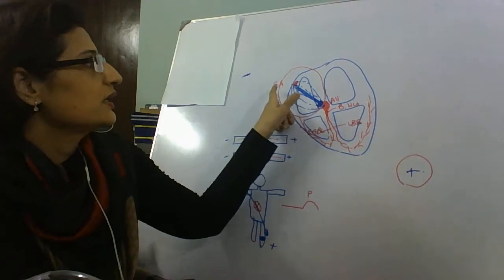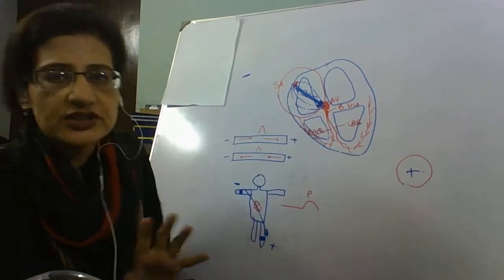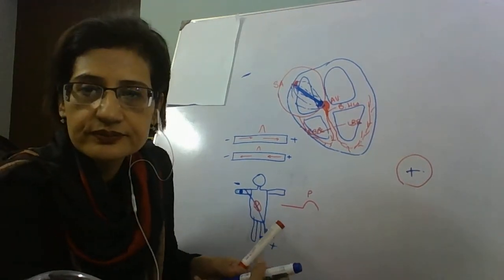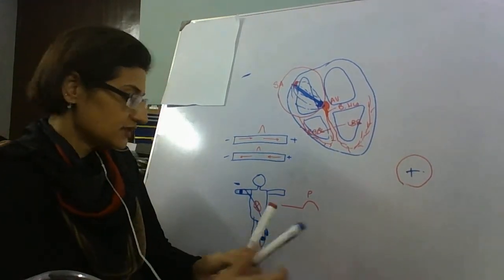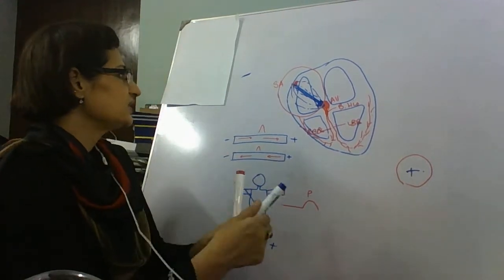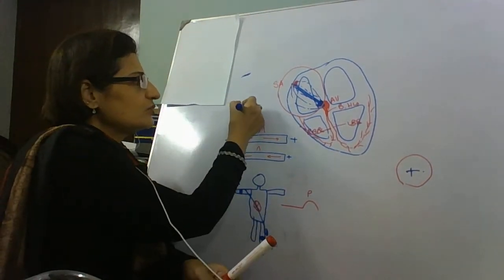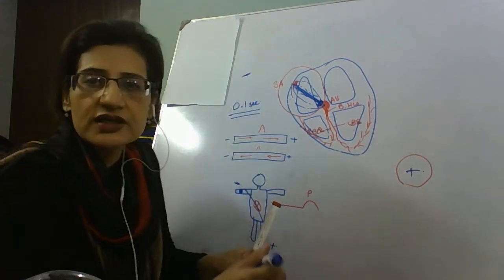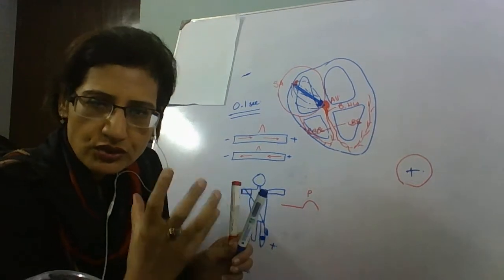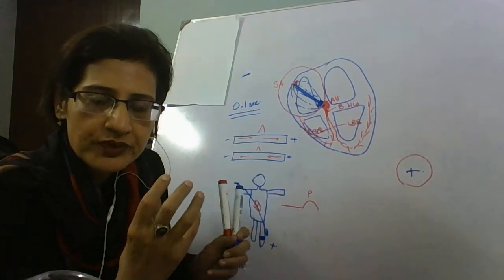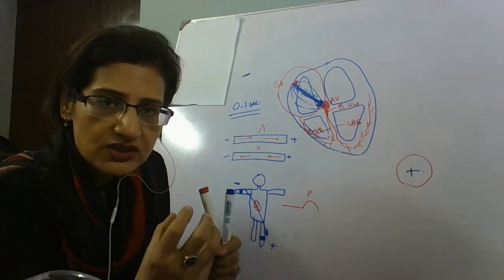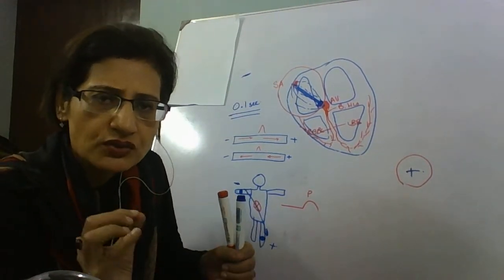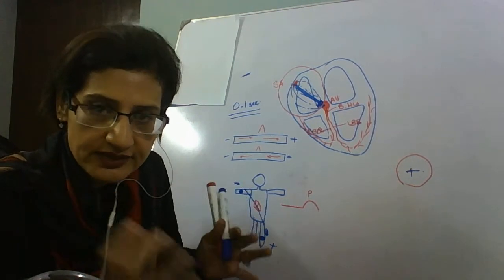We move a step forward. Now, from the SA node, we have reached the AV node. Now, the AV node has a delay period of around 0.1 seconds. These are slower conducting fibers, right? So it sort of halts the impulses which are pouring in from the SA node for about 0.1 seconds and collects them.